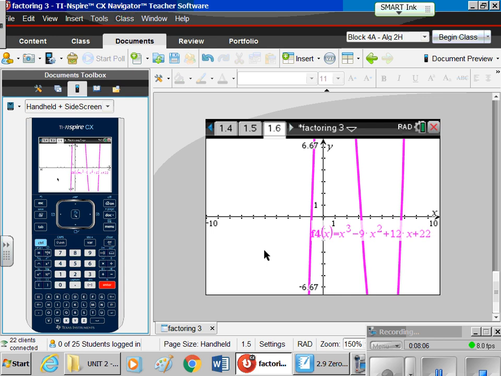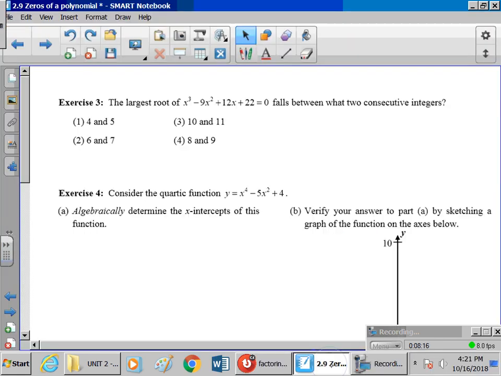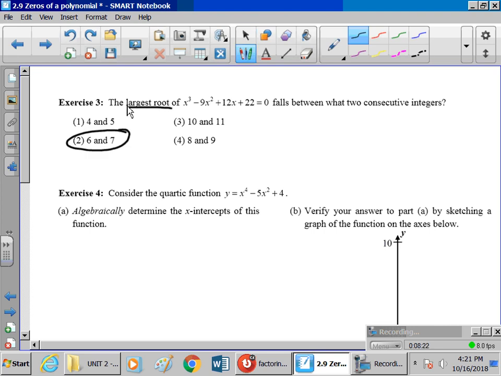It looks like it hits exactly at negative 1, and then it hits between 3 and 4, and then again between 1, 2, 3, 4, 5, 6, and 7. So let's go back to our question here, and it says which is the largest root, and we know that falls between 6 and 7. So that was a 2-point question, like just handed to you. If you know how to use your calculator, you know how to answer that question.